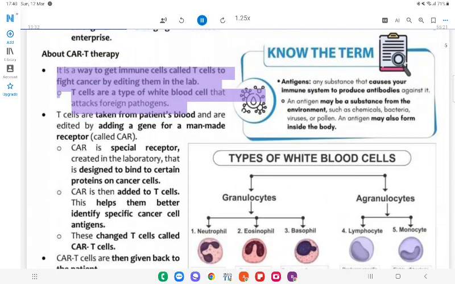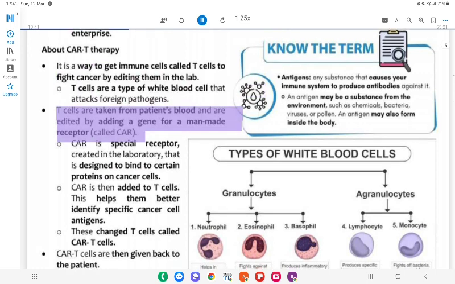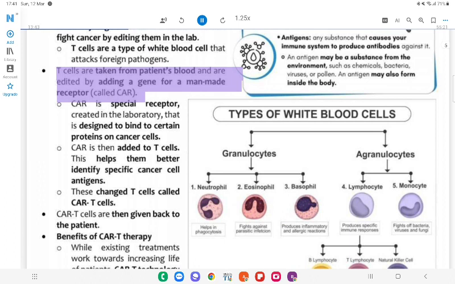It is a way to get immune cells called T-cells to fight cancer by editing them in the lab. T-cells are a type of white blood cell that overtakes foreign pathogens. T-cells are taken from the patient's blood and are edited by adding a gene for a man-made receptor called CAR.